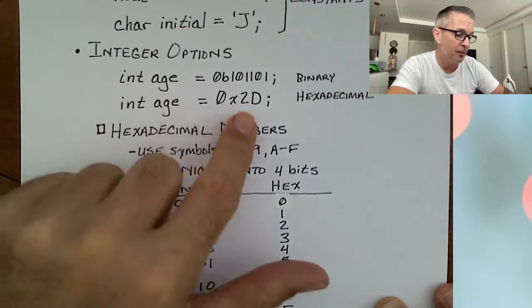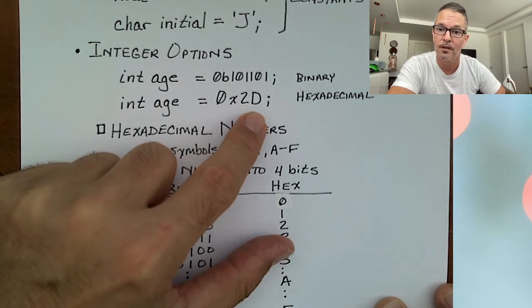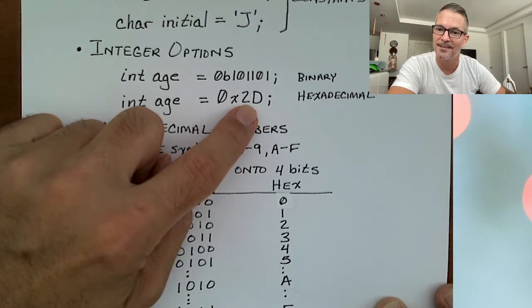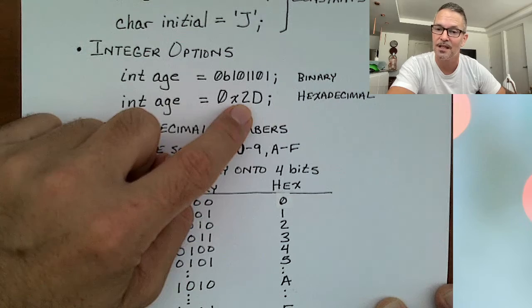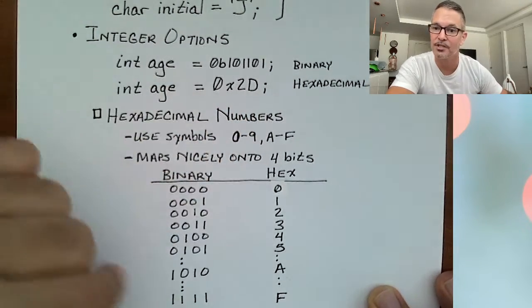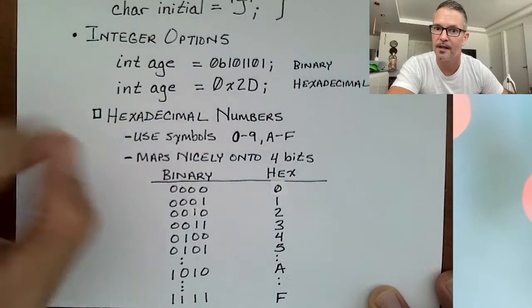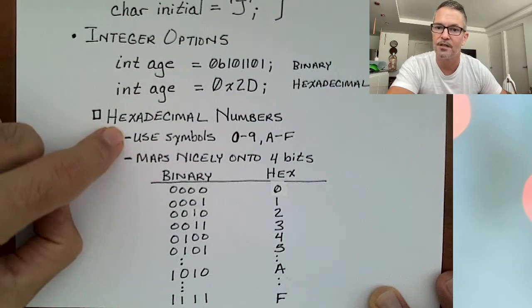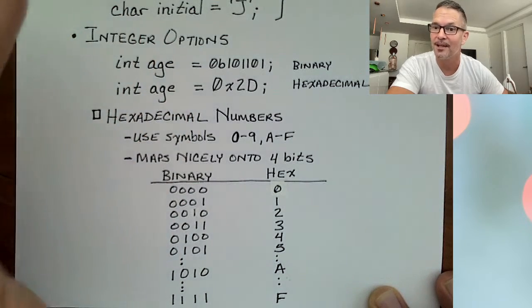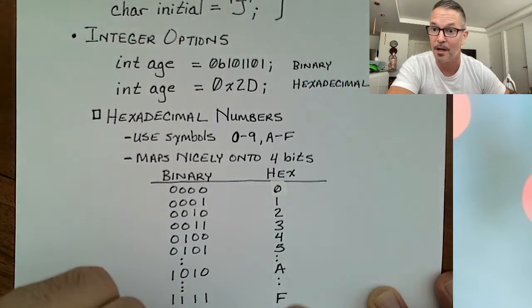So for instance, 45 is 2D. Okay? To make sense of that, you'll have to go do the math and see how that conversion works by multiplying the numbers out correctly. We're not going to go over that today. But hexadecimal is another way you can specify an integer. You probably won't look at that a lot in your early days of programming, but it's possible.